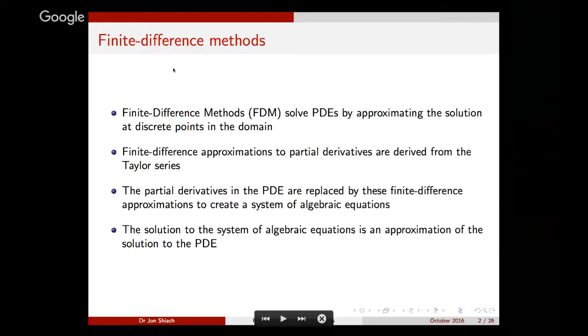So remember last week we spoke about the domain: the set of all values of the independent variables for which the PDE exists. So for example, if you had x as your domain, i.e. a line in space, what we do with finite difference methods is you take your 1D domain and you split it up into lots of points. And what you do is you approximate the solution of the PDE at those discrete points.